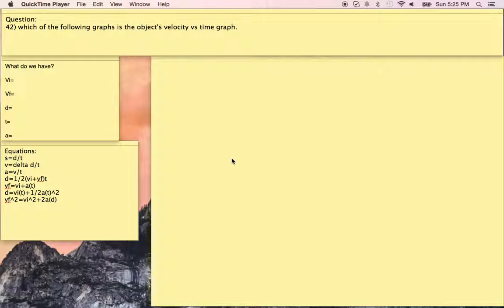This is Ben with question 42. Now, let me start off by saying that 42 is the answer because 42 is 42 and 42.